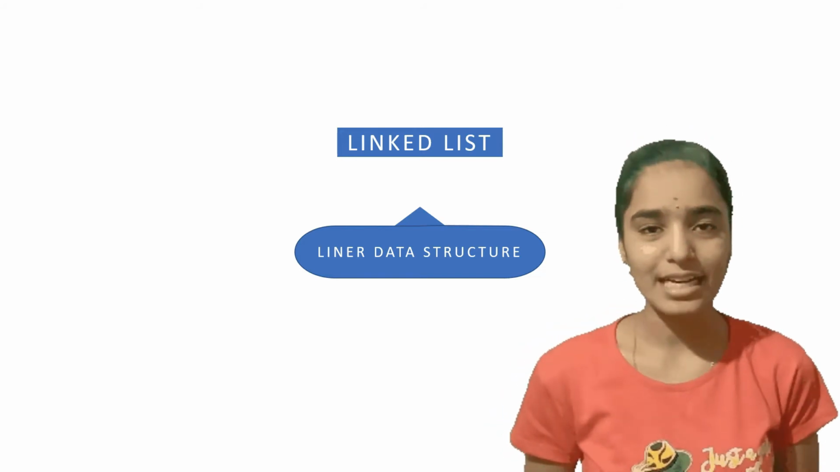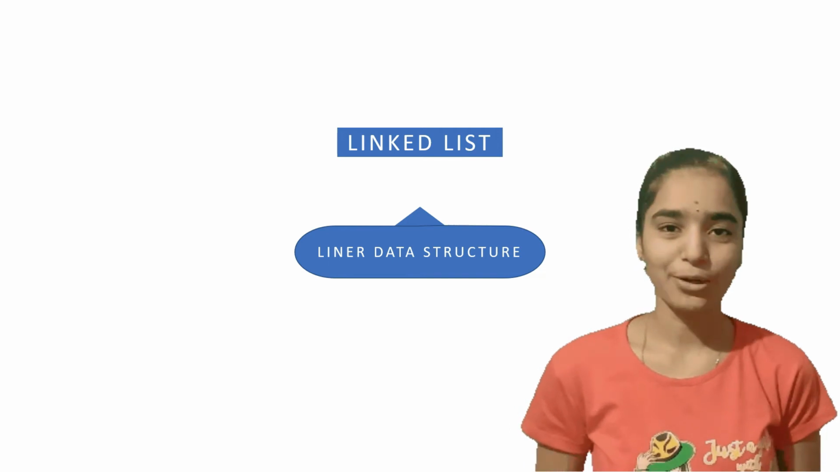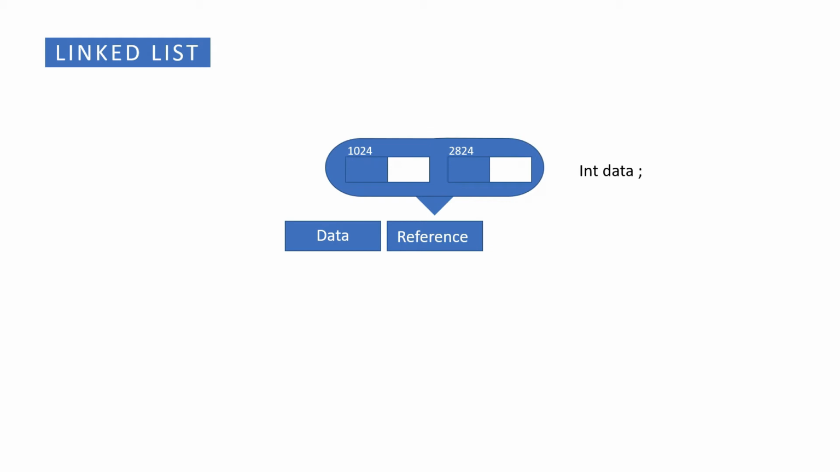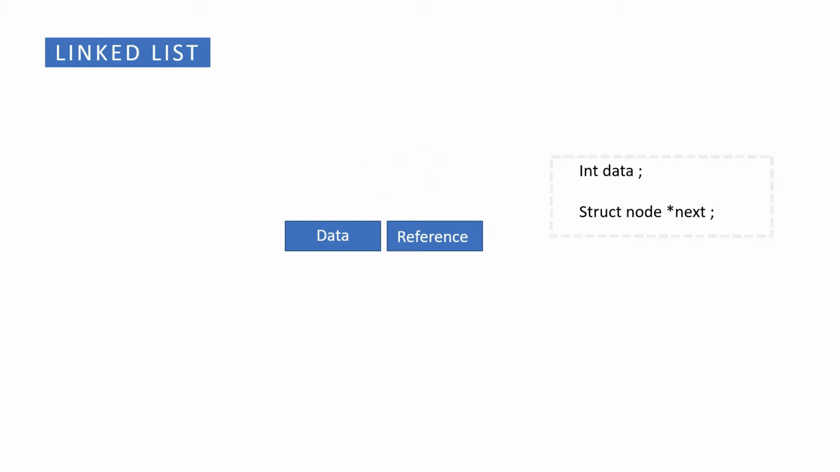In this video, we will discuss the linked list. So basically, linked lists are a linear data structure, and each node in a linked list has two parts: the data part and the reference to the next node. In the data part, we can store the required information. It can be any data type, like int, char, float or double, etc. And the reference part will hold the next node address. So it should be a pointer.